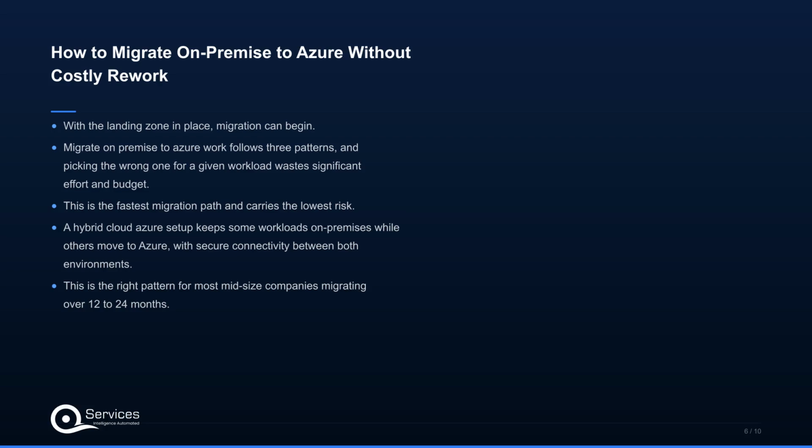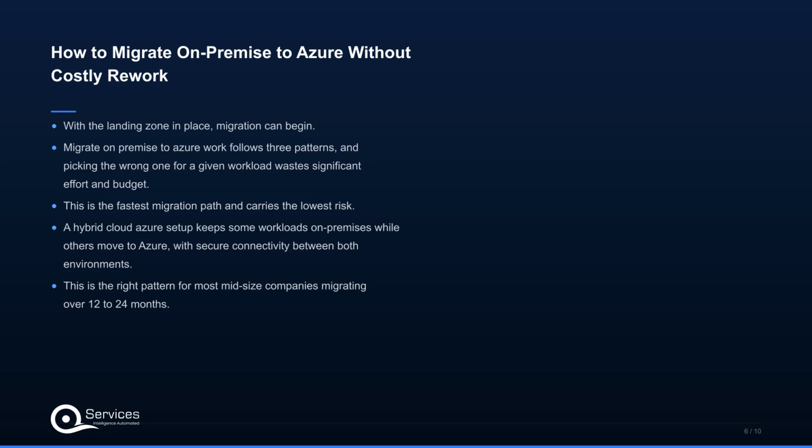With the landing zone in place, migration can begin. Migrating on-premise to Azure follows 3 patterns, and picking the wrong one for a given workload wastes significant effort and budget. Lift and shift to Azure means moving a workload with minimal changes, taking a virtual machine from your data center and running it as an Azure virtual machine with the same OS and application stack. This is the fastest migration path and carries the lowest risk.